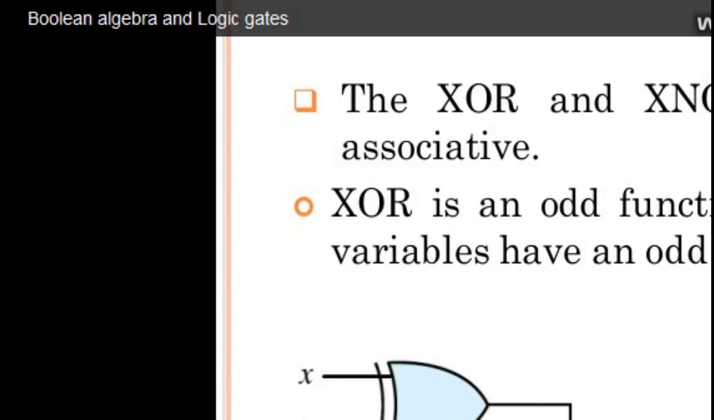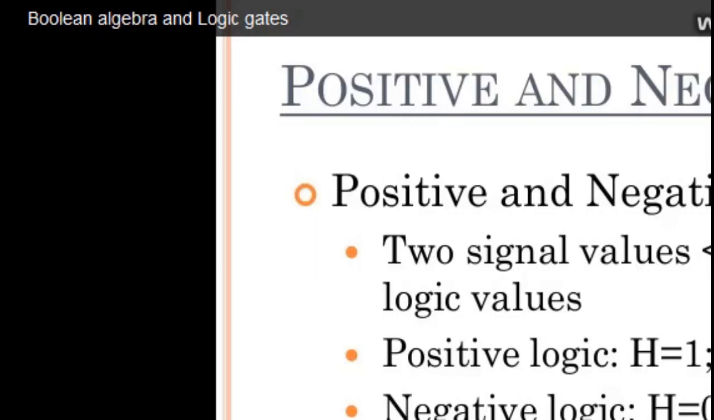The positive and negative logic gate. The positive and negative logic. Two signal values, two logical values. Positive: high is equal to 1, low is equal to 0. Negative: high is equal to 0, low is equal to 1. Represented by this logic used. Positive and negative logic, digital gate.